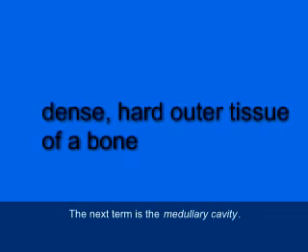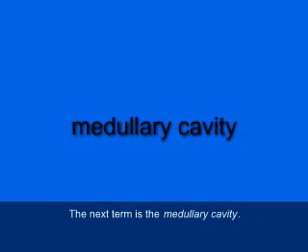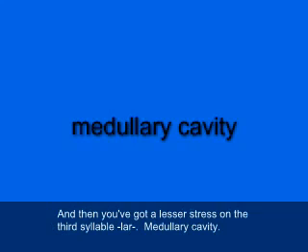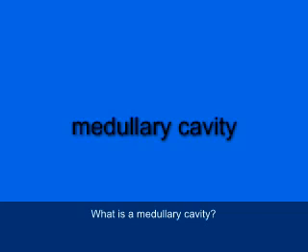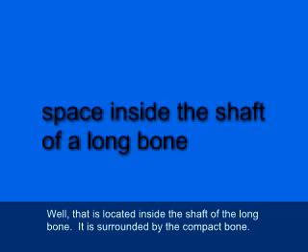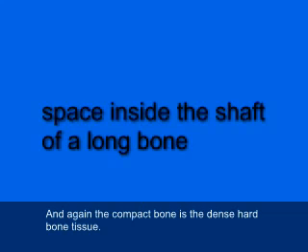The next term is the medullary cavity. Again, that is a hard one to say. Medullary cavity. You've got a strong stress on the first syllable, med, and then a lesser stress on the third syllable, lair. Medullary cavity. Well, what is a medullary cavity? That's located inside the shaft of the long bone, and it is surrounded by the compact bone. And again, the compact bone is the dense, hard bone tissue.